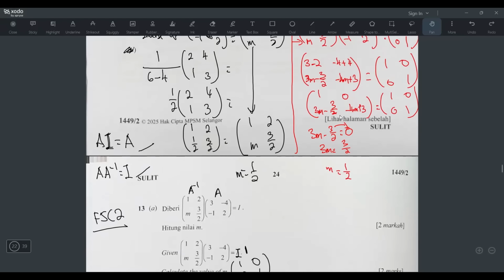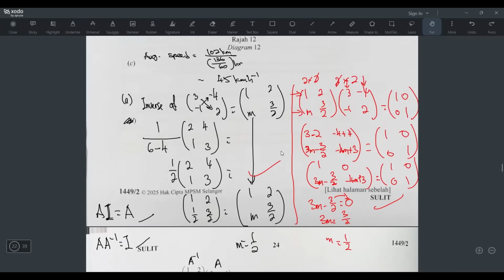Of course, you can also compare -4m plus 3 equals 1. You get the same answer also. Yeah, 1 minus 3 is -2. -2 divided by -4, positive 1/2. Ya, sama saja. Okay. Okay, so nak buat macam ni pun boleh, nak buat macam ni pun boleh. Just choose one way to do it. Alright, that's all.